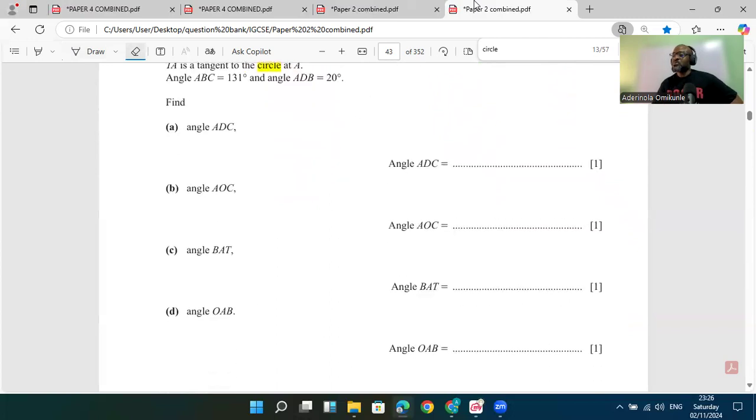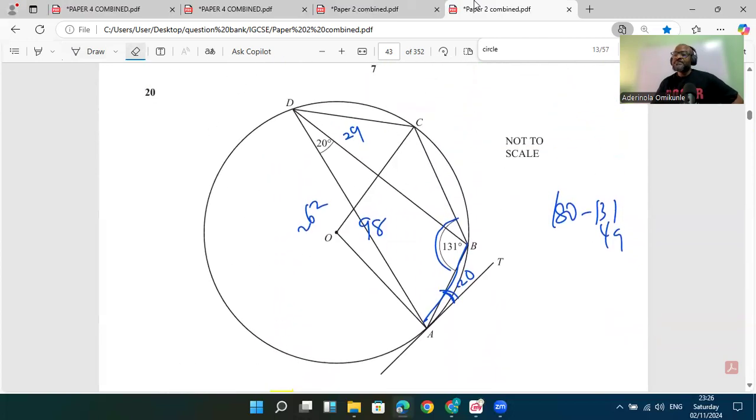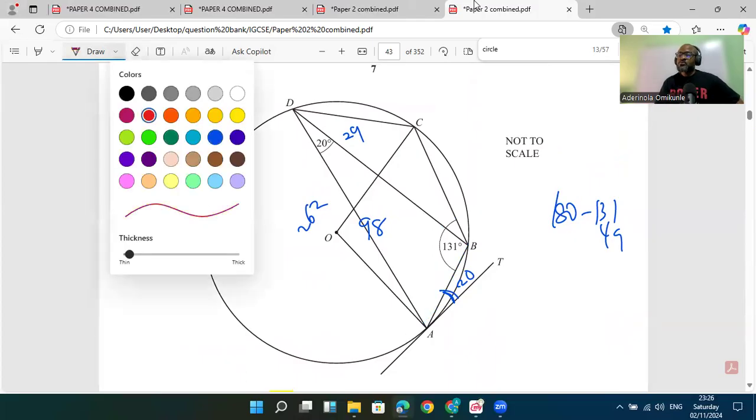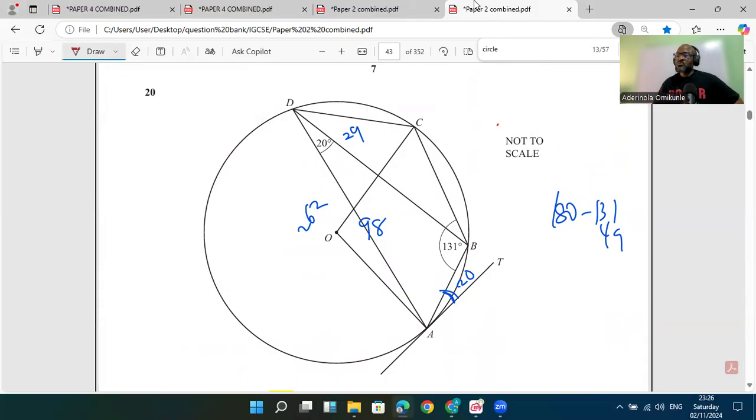And the last one says OAB. OAB, okay, so that's this place. Again, you can see that we said the angle that the tangent makes with the radius is 90. And you've taken part of it as 20. So that remaining part is 70. So OAB that we are looking for is just 90 minus 20, which gives us 70 degrees.